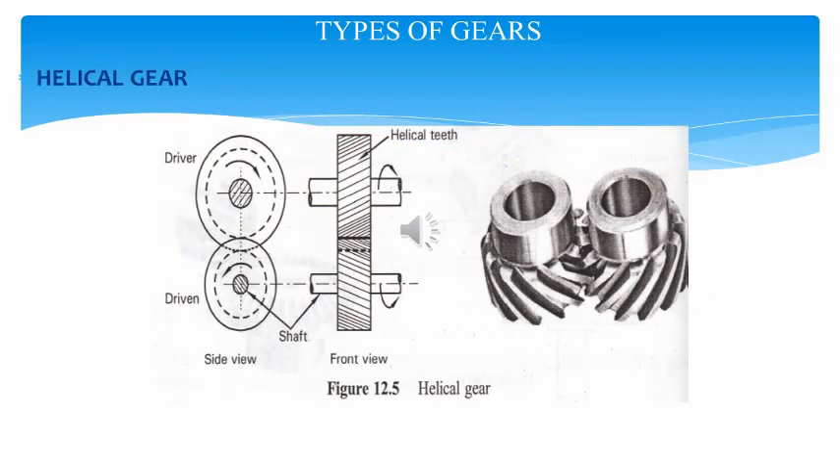So here you can see helical gear, just like spur gear. The teeth are helical. So the driver and driven gear are parallel to each other, but the teeth of the gears are in the form of a helix. So the contact again will not be in a straight line, it will be a point contact.